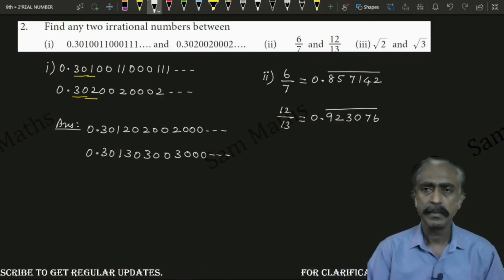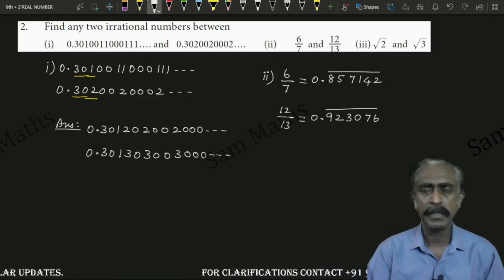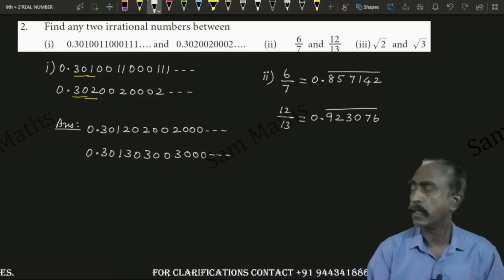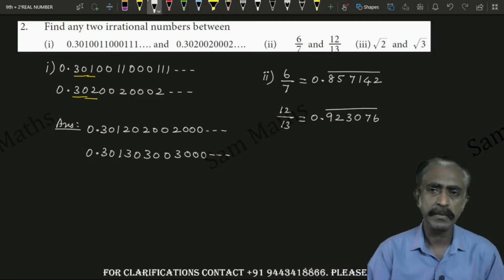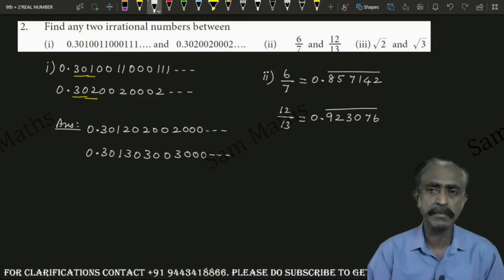Clear, children? This you can do by long division. Here I did everything in my mind. Okay? But you have to do it by long division. Clear, children? Now we are going to find two irrational numbers between these two.